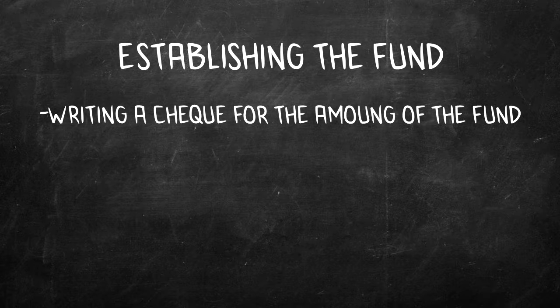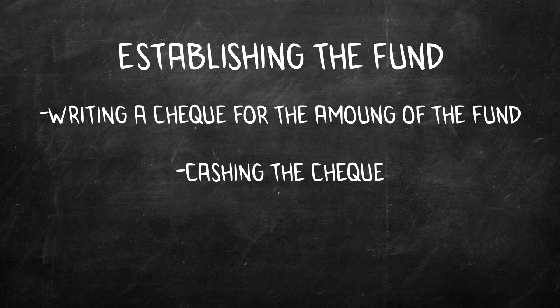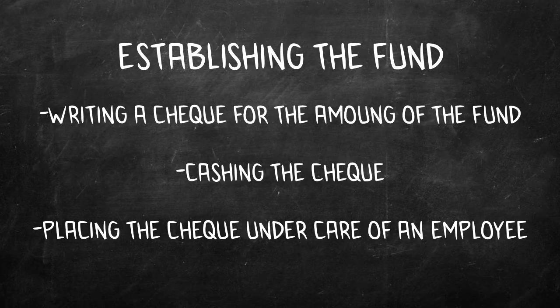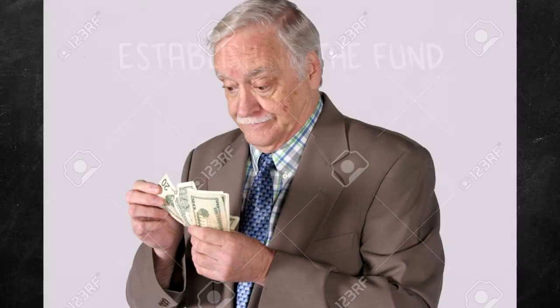The first function is establishing the fund, which involves writing a check for the amount of the fund, cashing the check, and placing it under the care of an employee. A journal entry is made to record the establishment as follows.